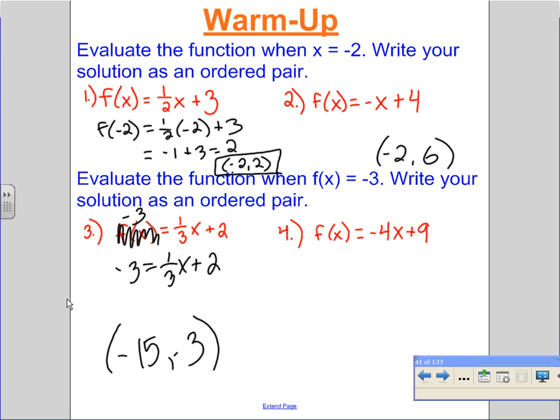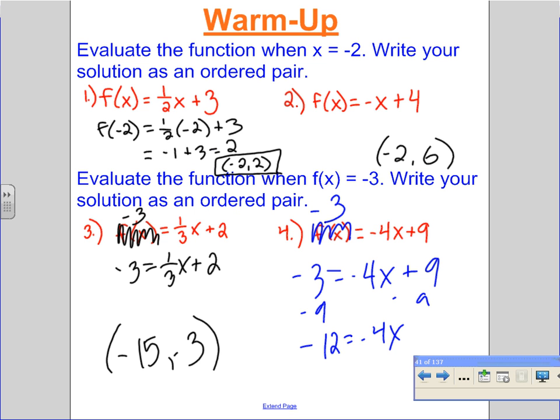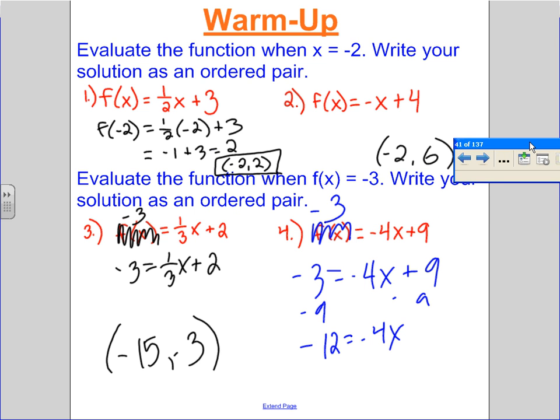All right, so the first thing that you all should have done, I think some of you guys are sleeping on me here, -3 is going in for f of x. That whole f of x is gone. So you have -3 equals -4x plus 9. And then you're solving a 2-step equation. Subtract 9 on both sides. You have -12 equals -4x. Divide both sides by -4. You get x is +3. So your answer for number 4 is 3, -3.